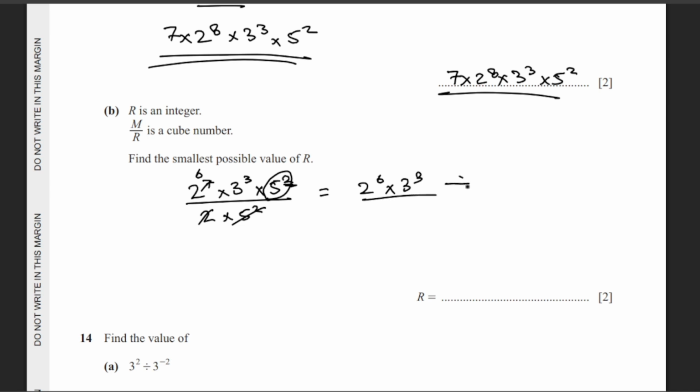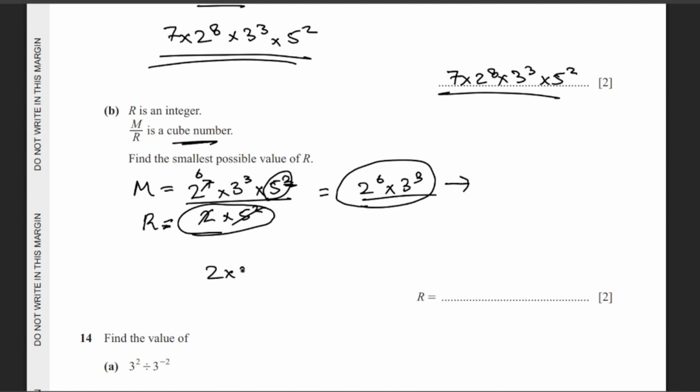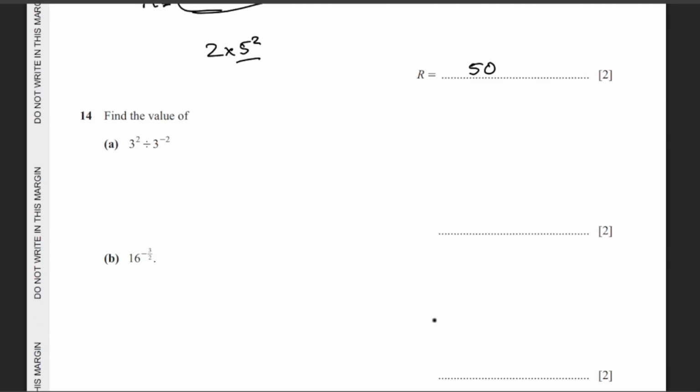Now don't go off calculating this thinking that it's R. The bottom number is R. This is R and that is M, and this is our final answer, which is the cube number. What we need to calculate is R. So R is equal to 2 times 5 squared. 5 squared is 25. 2 times 25 is 50. So R would equal 50. And that is it. Now find the value of 3 squared divided by 3 to the power of negative 2.